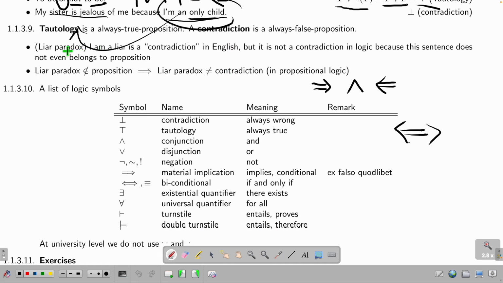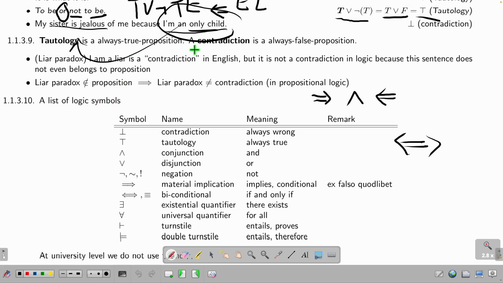And what about the liar paradox? The liar paradox is not a proposition. The liar paradox can be true and false at the same time. So it does not belong to propositions. So that means what? It's not a contradiction.